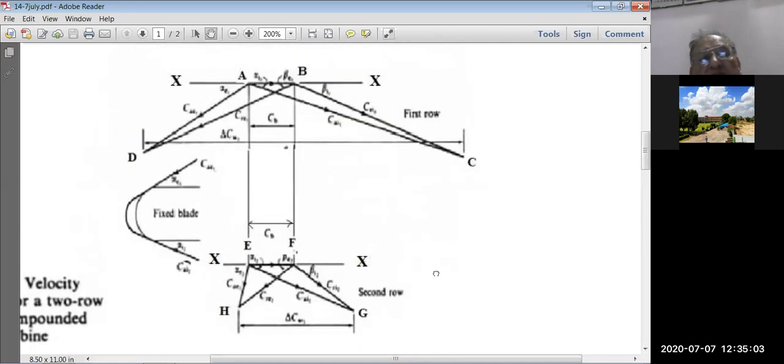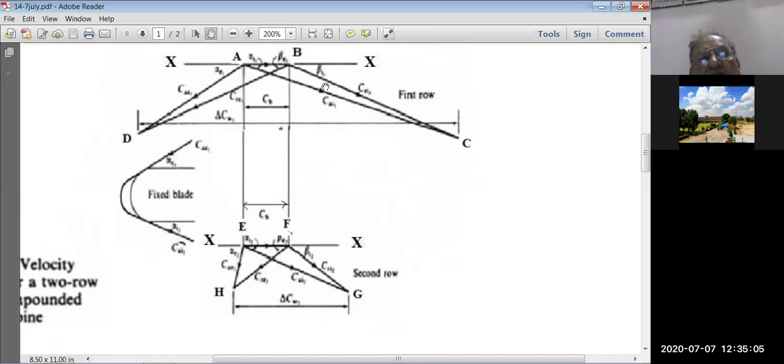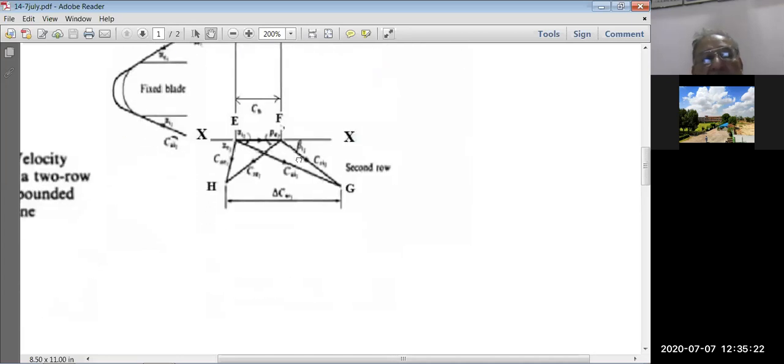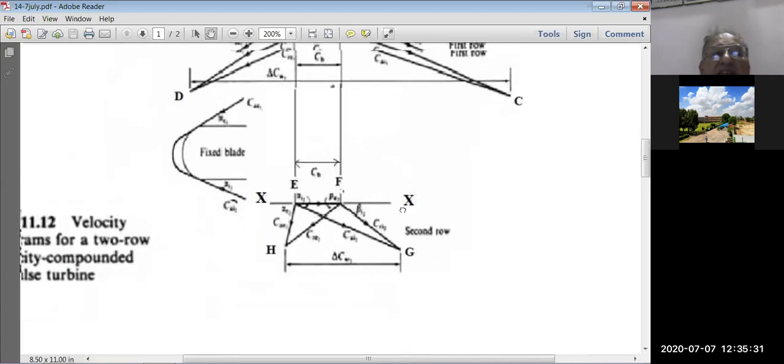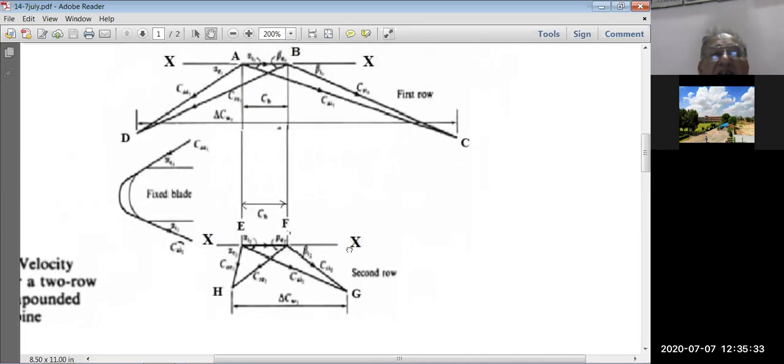So with the help of these two sets of diagrams, you can understand what happens in the first row and what happens in the second row. So delta Cw1 is this one, the length CD. This is the whirl component of the velocity, delta Cw1, and in the second row of the blade, delta Cw2 is GH, this GH distance.